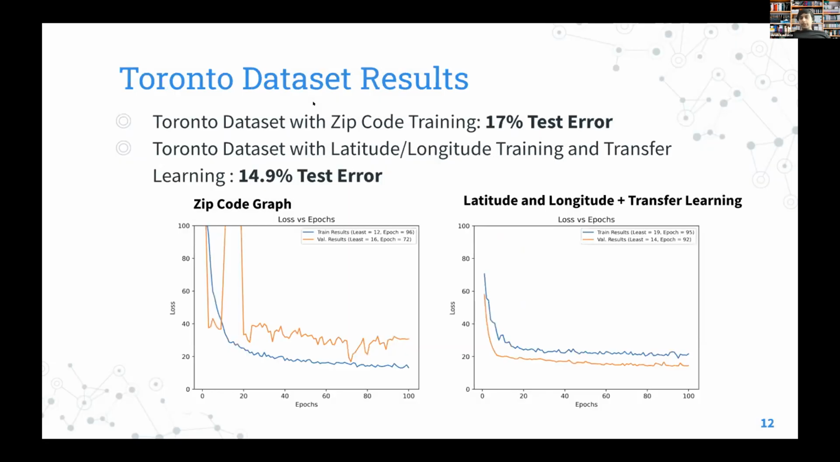So with zip code training, with one-hot encoded zip codes, we got 17% test error. But with latitude and longitude training, where we normalized the latitude and longitude of every home, and we used transfer learning from the California dataset, we got 14.9% test error. For example, for a house that's worth 400,000, the estimator, in this case our algorithm, would provide estimates between 350 and 450,000, which is quite reliable in our opinion.